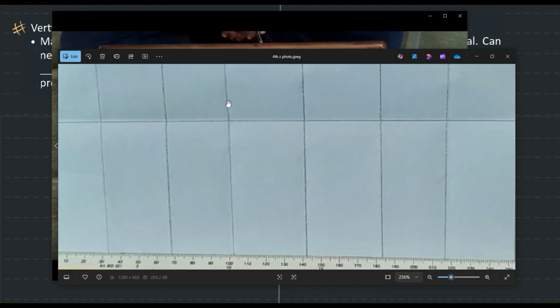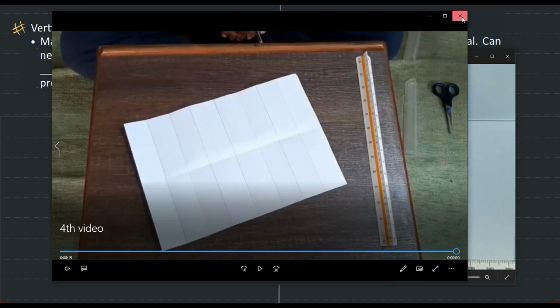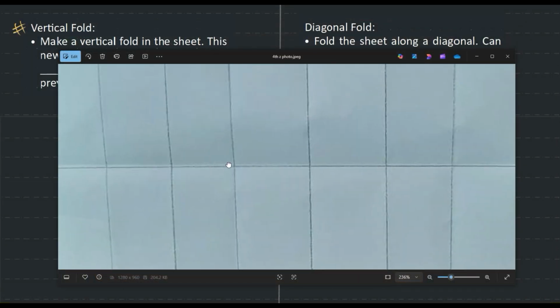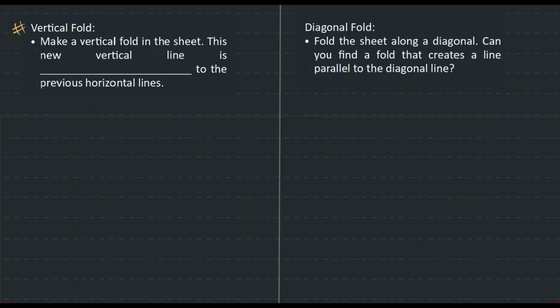What angle do you see with the vertical line and the horizontal lines? Yes. This new vertical line is perpendicular to the previous horizontal lines. Do you agree? They are making an angle of 90 degrees.